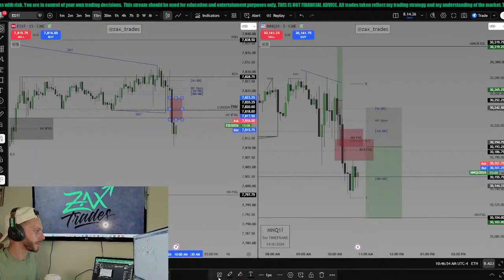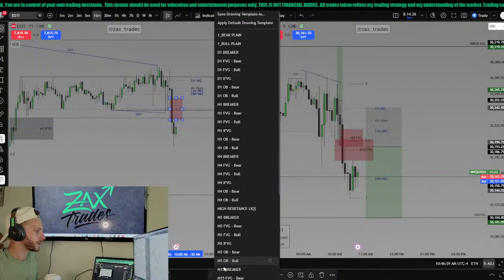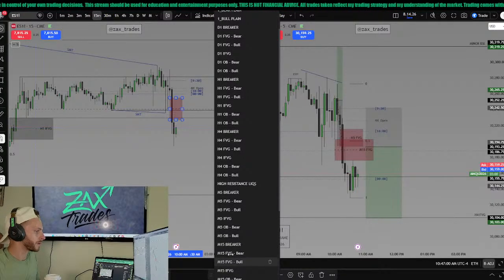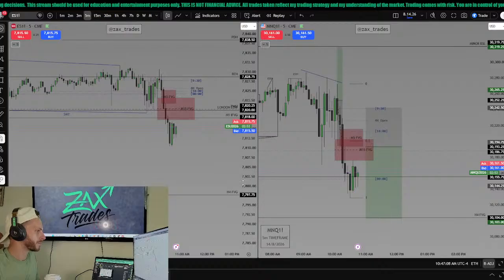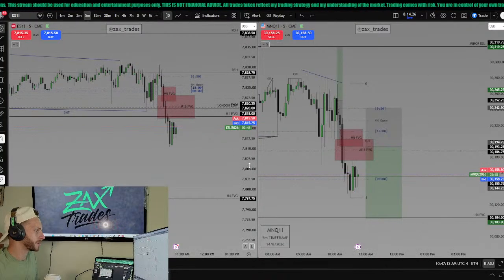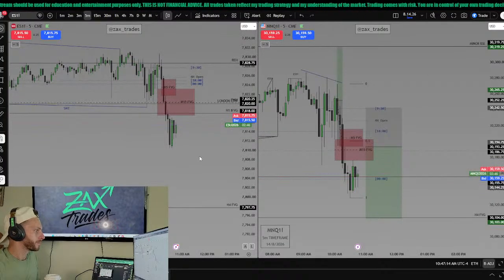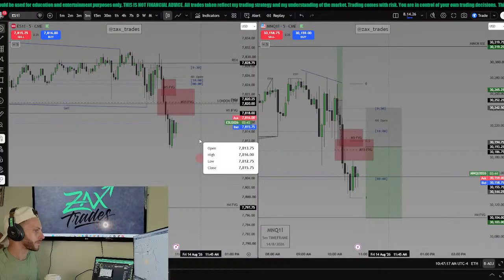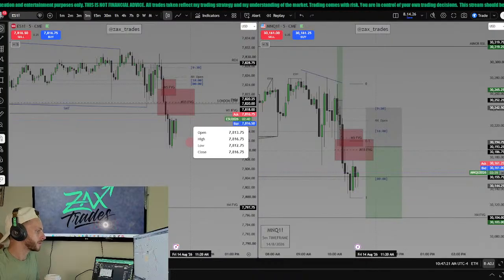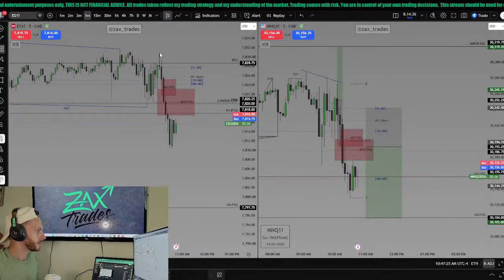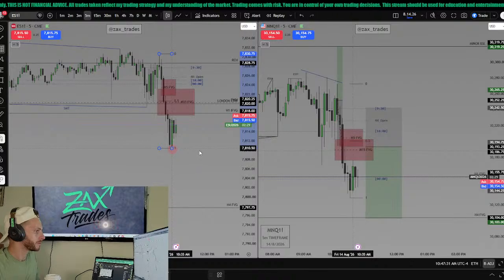All right, we are getting a little pop right now. I like that so far. Marking this 15-minute on my ES chart here. Now let's look at the 5-minute one more time. So on the 5-minute, we actually have two 5-minute gaps on ES. Okay. And I also need to do my dealing range. So swing high down to my swing low.